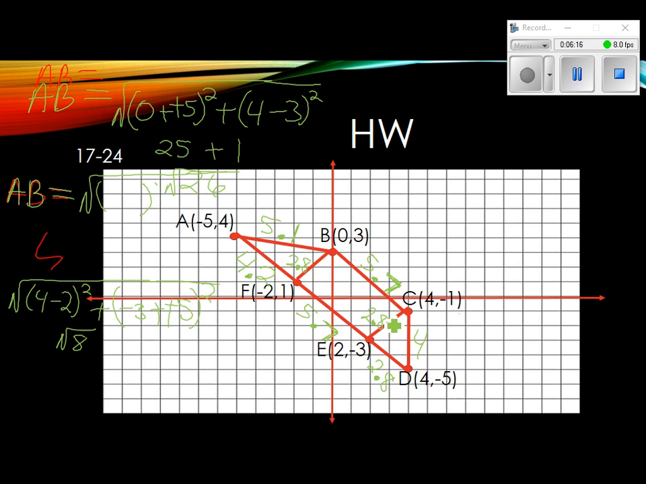So, what's the first question that they ask us? 17. Find the perimeter of CDE. CDE, that's right here. That's this triangle. 4 plus 2.8 plus 2.8. That's 5.6, 9.6. Is that about right? 9.66. 9.6, somewhere around there.